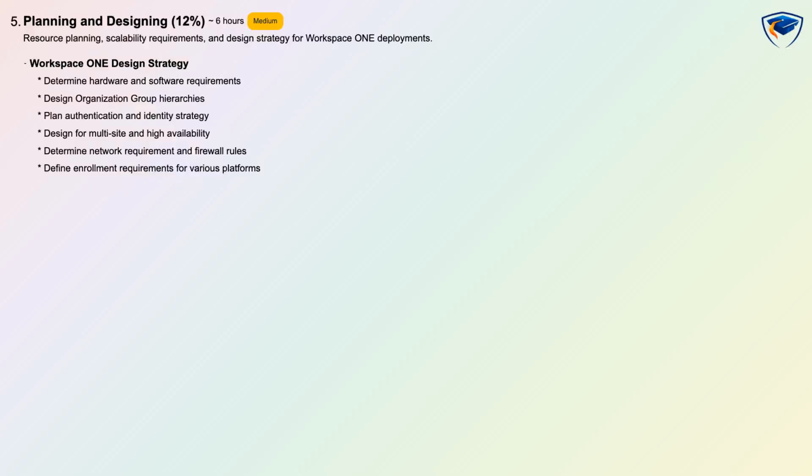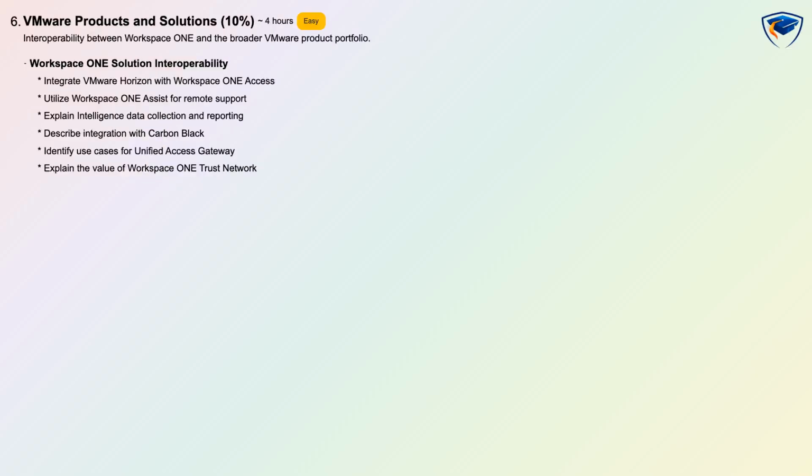You will determine hardware and software requirements, design organization group hierarchies, and plan authentication and identity strategies. The domain also includes designing for multi-site high availability, defining network requirements and firewall rules, and setting enrollment requirements for various platforms. VMware products and solutions is 10% and covers interoperability between Workspace ONE and the broader VMware portfolio.